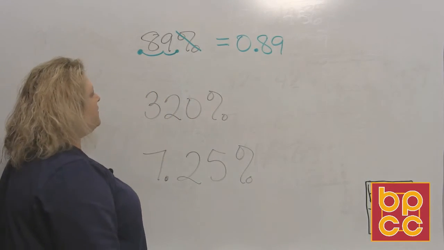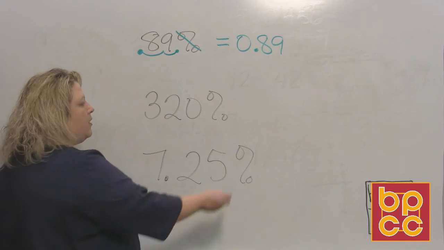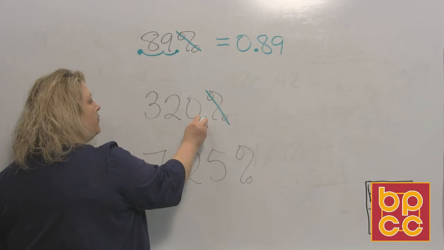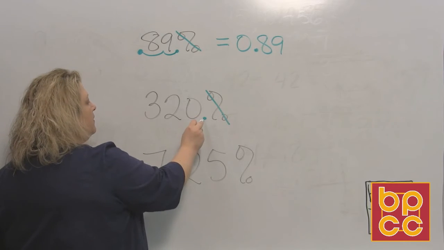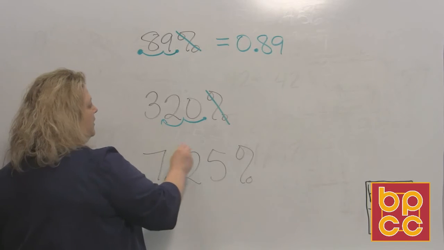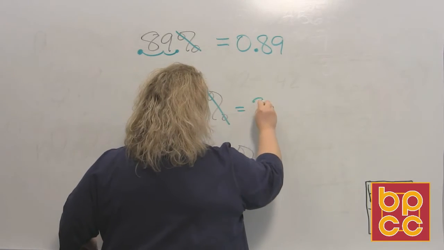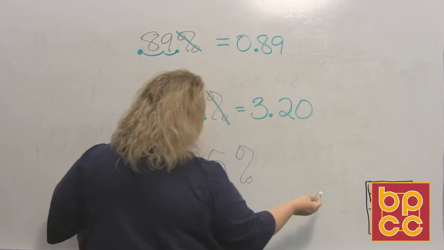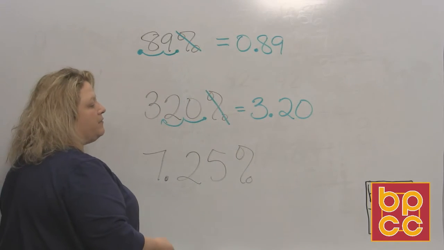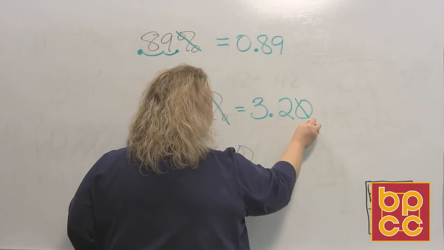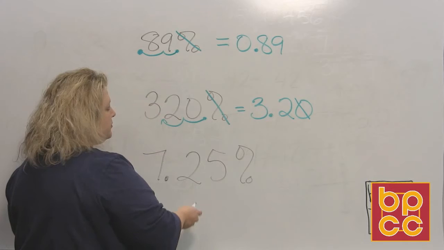Now we're talking about this one, 320%. We're going to drop the percent sign, and again, we're going to move the decimal point, which is automatically at the end of this number, 2 places to the left. So I have 3 and 20 hundredths, or you could say 3 and 2 tenths. Either one of those is the same. The 0 is just a placeholder, so you don't need it technically.